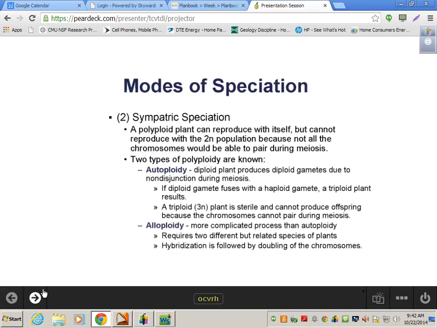So a polyploidy plant can reproduce with itself, but cannot reproduce with a 2N population. So it can't go back, right? So if I'm 4N, I can't go back to being a 2N organism. And that's because not all the chromosomes would be able to pair during meiosis.